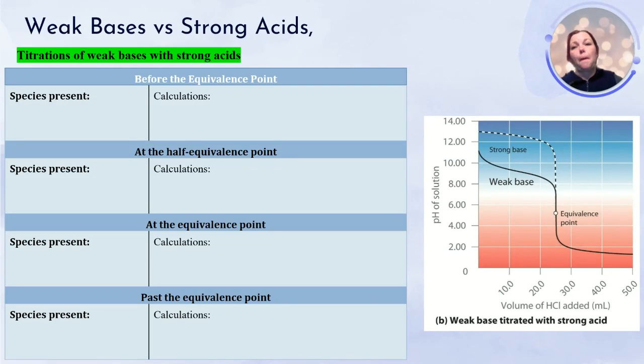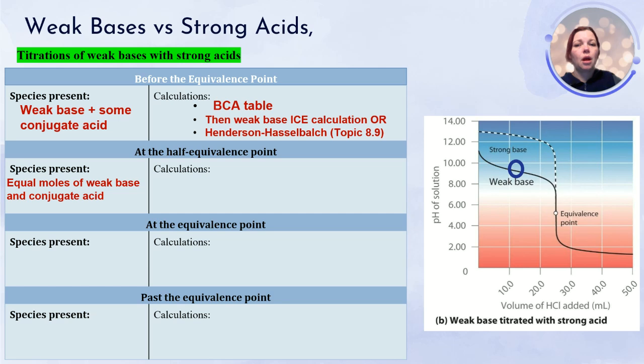So let's check out weak bases versus strong acids. So here, before your equivalence point, you have a weak base and some conjugate acid. Again, that's going to set up a buffering region. I didn't label it here. So you're going to do a BCA table. Then you can either do your weak base tables, or you can use the Henderson-Hasselbalch since you have the buffering region. I thought I had that labeled.